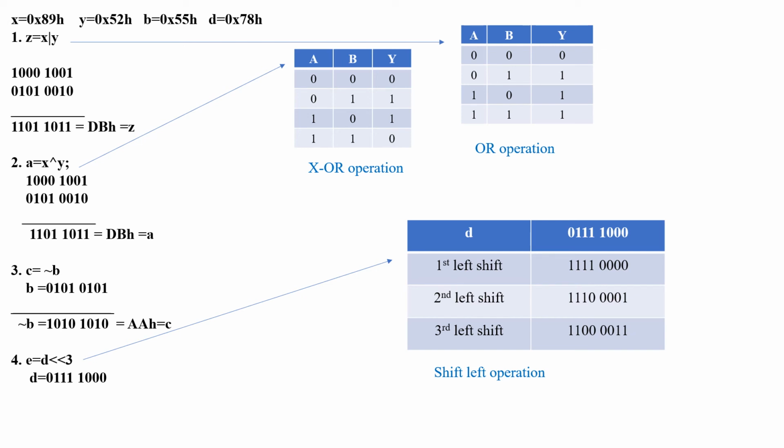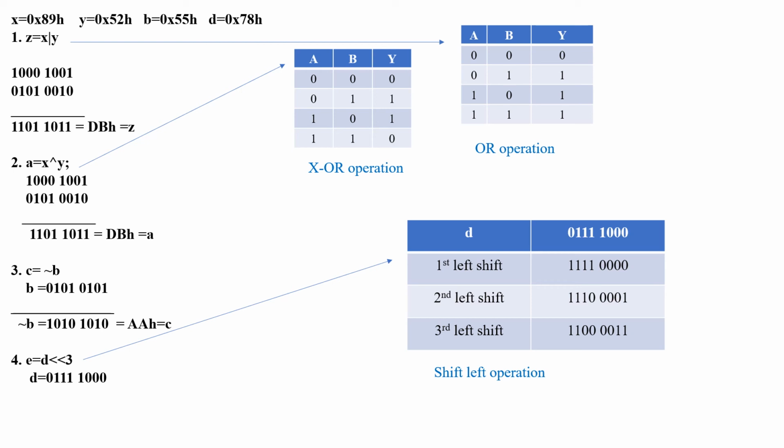Now the fourth operation is the left shift operation. So putting the value for D, how many times do you need to shift? 3 times, so put the value of 3 here. This is a left shift operator. Now you shift the data towards the left. So here it shows the example. D is put, the value, first left shift.